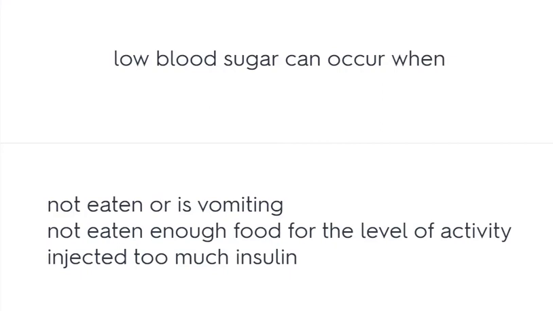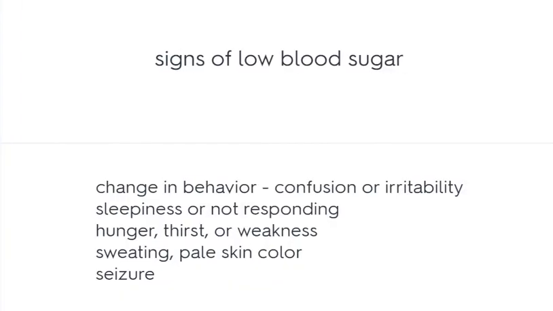Low blood sugar can occur when the person has not eaten or is vomiting, has not eaten enough food for the level of activity, or has injected too much insulin. Signs of low blood sugar: change in behavior, confusion or irritability, sleepiness or not responding, hunger, thirst or weakness, sweating, pale skin color. Seizure.